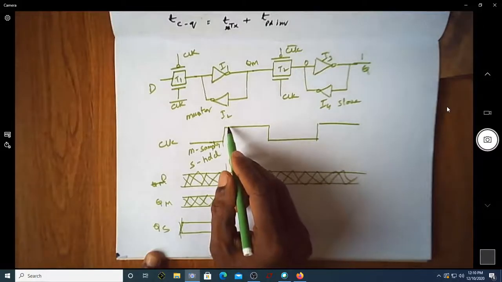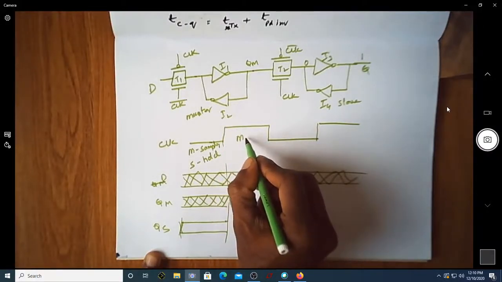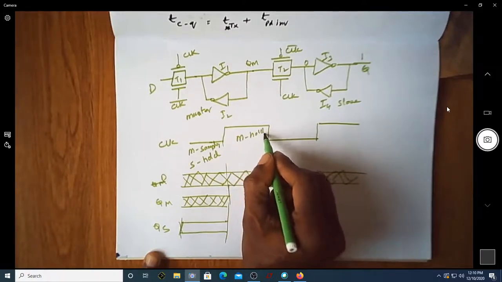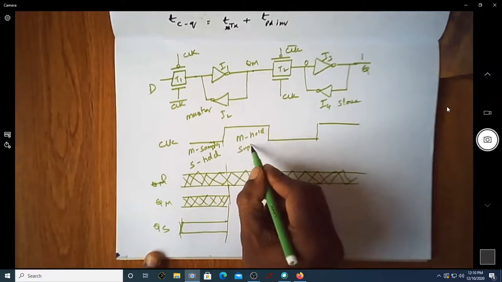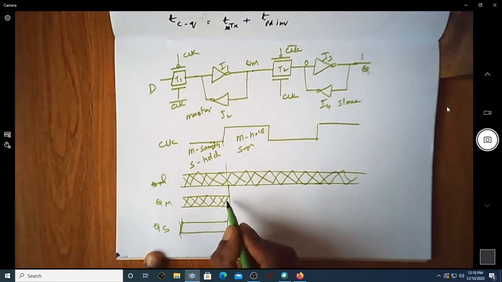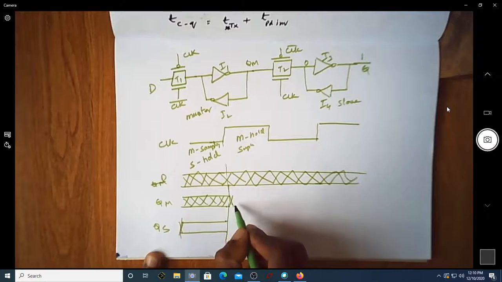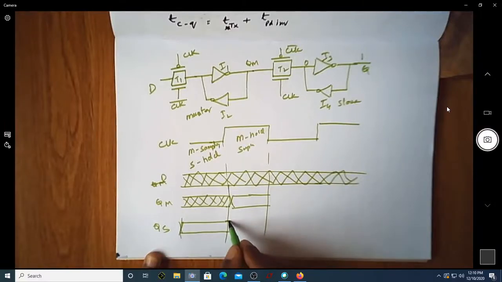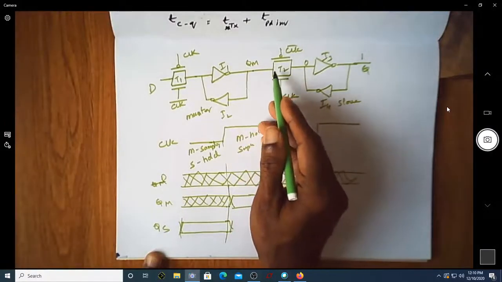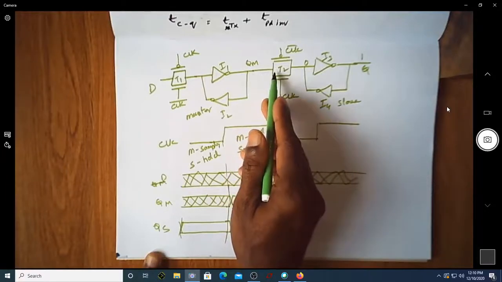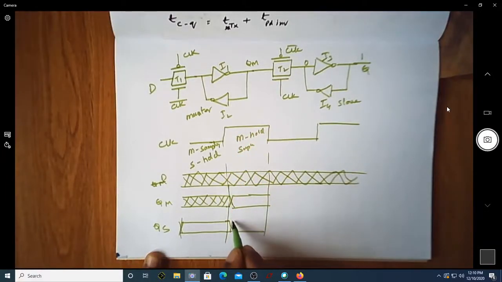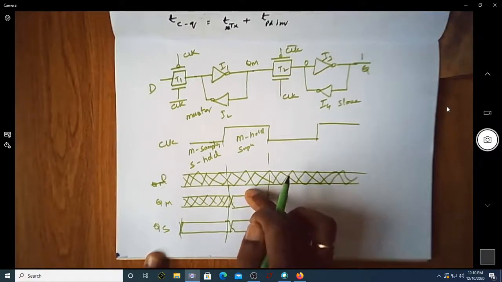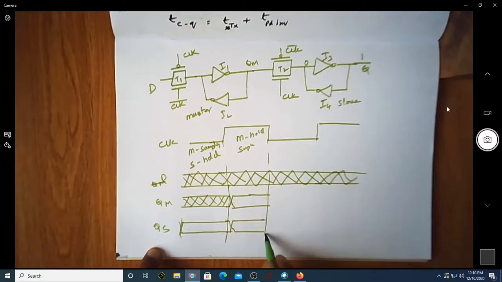Once your clock becomes 1, this QM will go to hold mode, whereas this will go to sample mode. Of course, we know that the input to your slave is the output of your QM, so naturally this is your output. Whatever value is there here will be sampled here. If it is 0, it remains at 0. If it is 1, because this is remaining, the output of QS also remains 0.